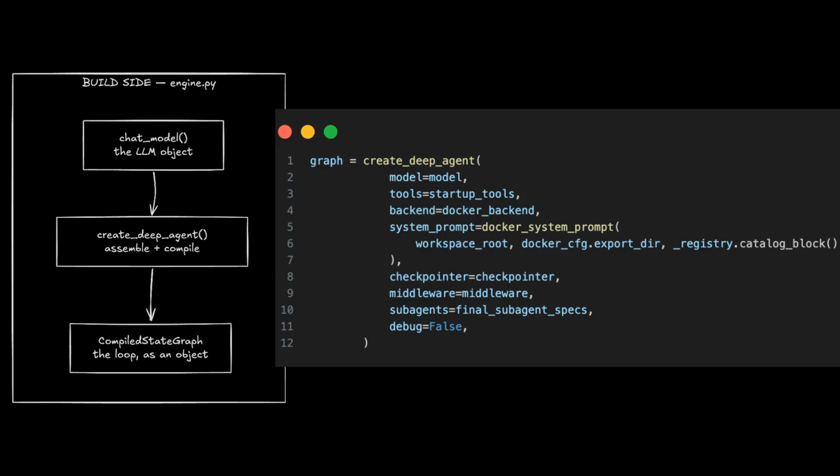There are a couple more arguments, sub-agents, and some advanced options. But we leave those defaulted here. They're for later episodes. What matters is the shape of this. Every argument is a part we choose, and the framework wires them into a running loop.